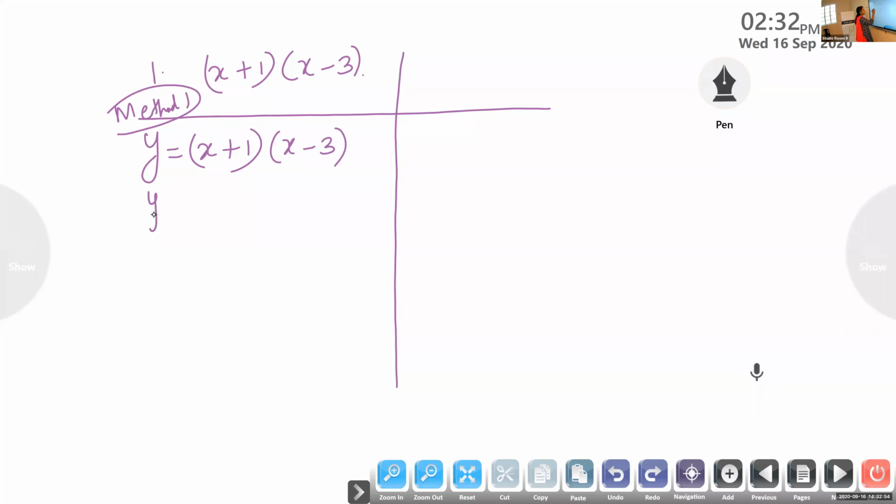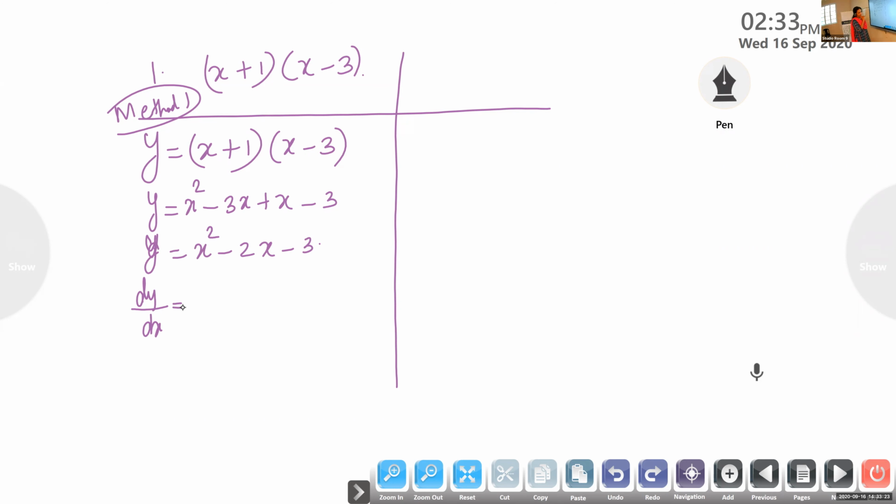First, I'm opening the bracket like what we did yesterday. x square minus 3x plus x minus 3. So what is y? x square minus 2x minus 3. Now, can we find the derivative here? What is dy by dx? What is the derivative of x square?